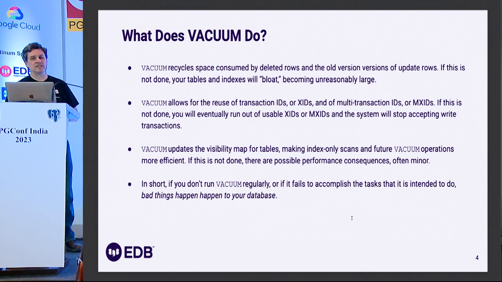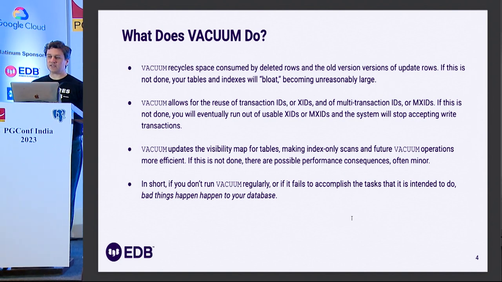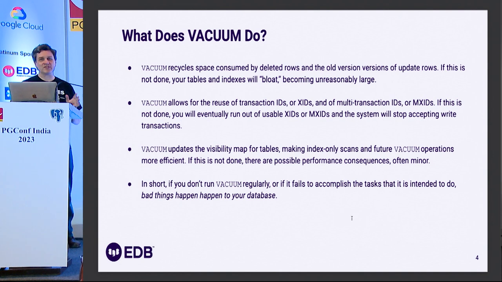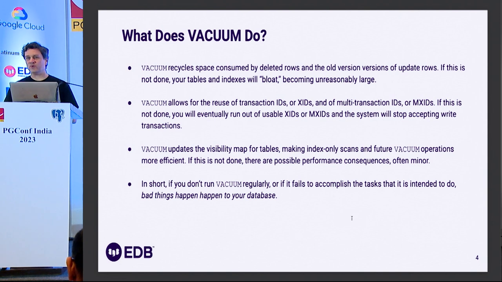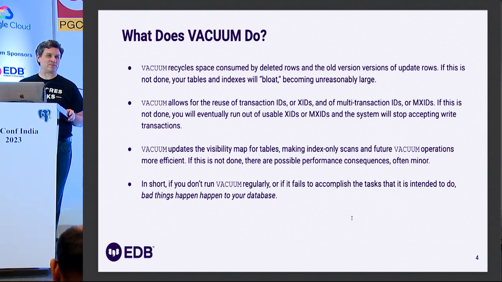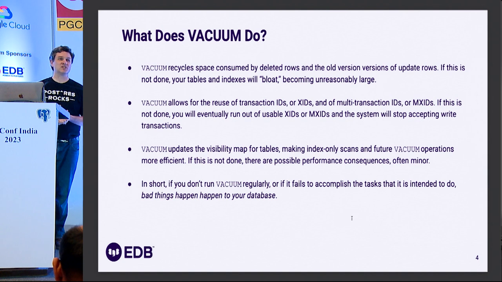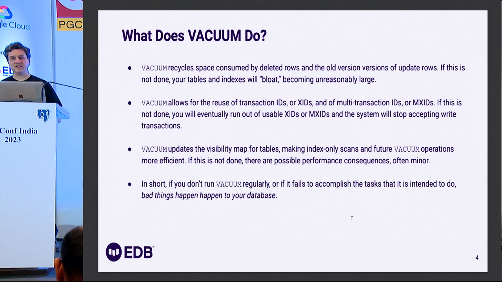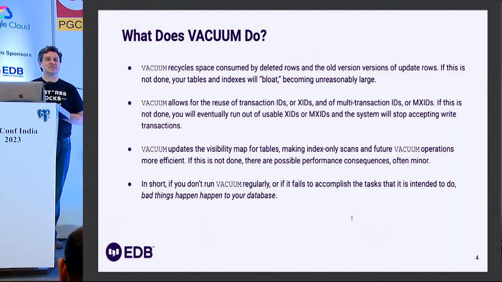Another thing that vacuum does is it allows for the reuse of transaction IDs, or XIDs, and of multi-transaction IDs, or MXIDs. For purposes of this talk, we're not going to explain exactly what these things are, but we're going to say that they are a limited resource. There are only 4 billion transaction IDs, there are only 4 billion multi-transaction IDs. If you run out of transaction IDs, you will not be able to process any more write transactions with your database until that problem is corrected. If you run out of multi-transaction IDs, certain kinds of write transactions will be blocked until that problem is corrected. So running out of transaction IDs and multi-transaction IDs is very bad, and vacuum is there to make sure that that doesn't happen.